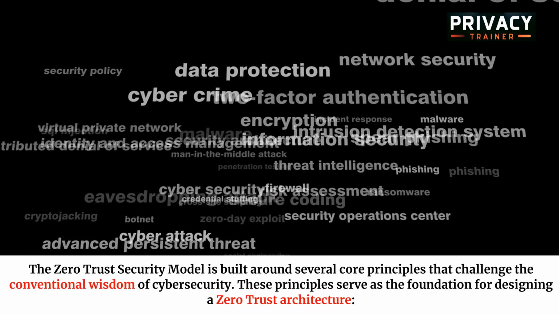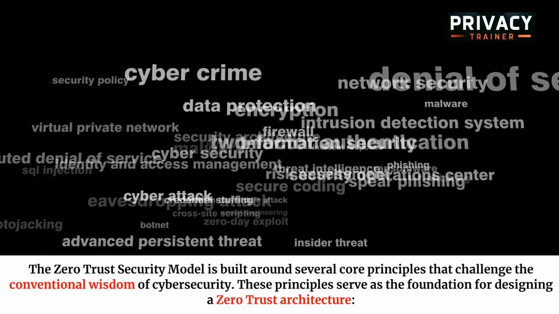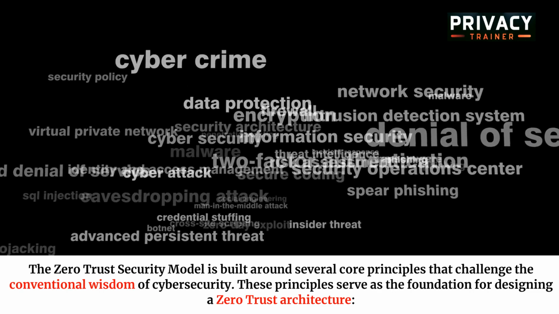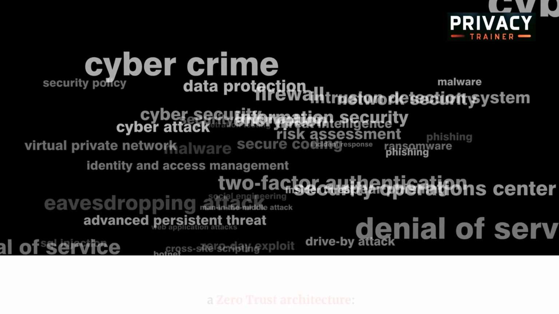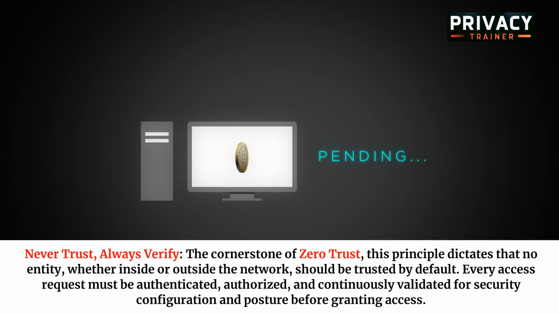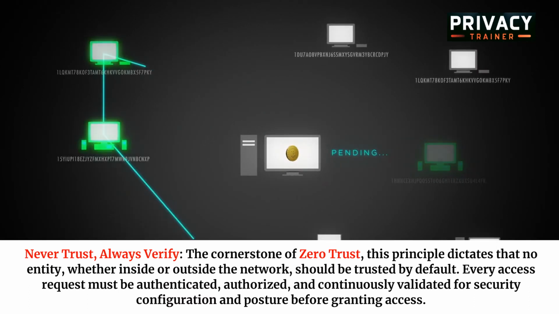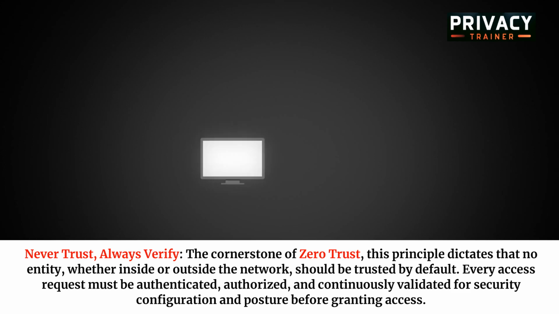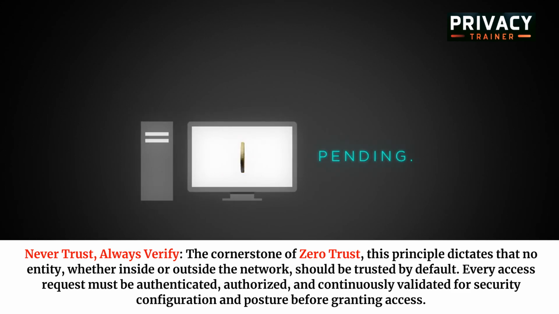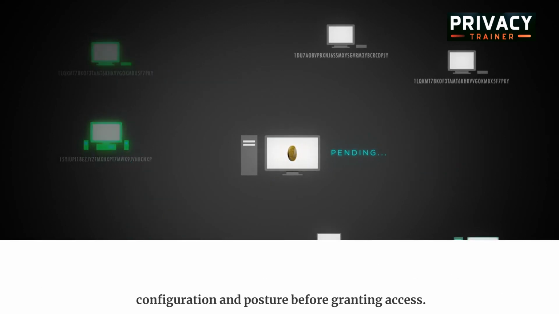The Zero Trust Security Model is built around several core principles that challenge the conventional wisdom of cybersecurity. These principles serve as the foundation for designing a Zero Trust architecture. Never trust, always verify, the cornerstone of Zero Trust. This principle dictates that no entity, whether inside or outside the network, should be trusted by default. Every access request must be authenticated, authorized, and continuously validated for security configuration and posture before granting access.